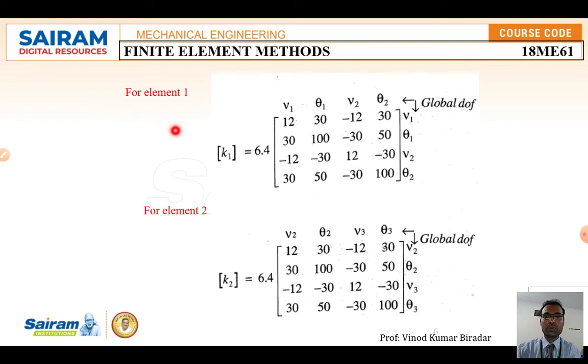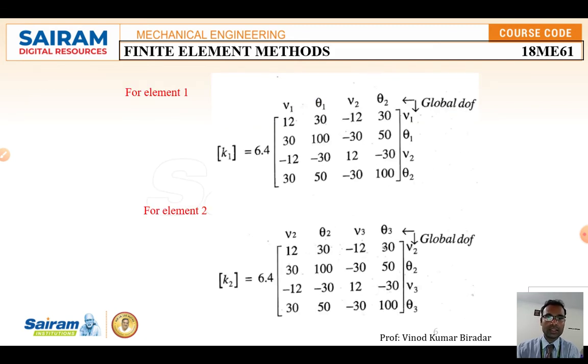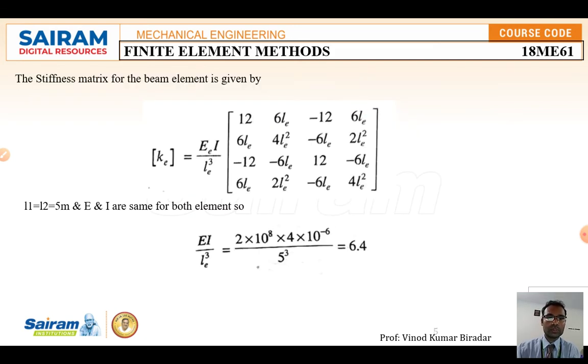So for element 1, the element stiffness matrix k1 is equal to this; we calculated EI by L cubed equal to 6.4, with degrees of freedom V1, theta 1, V3... theta 3. The length for the first element is given as 5 meters, so put 5 here. 6 into 5 is 30, so substitute 30 here like this.